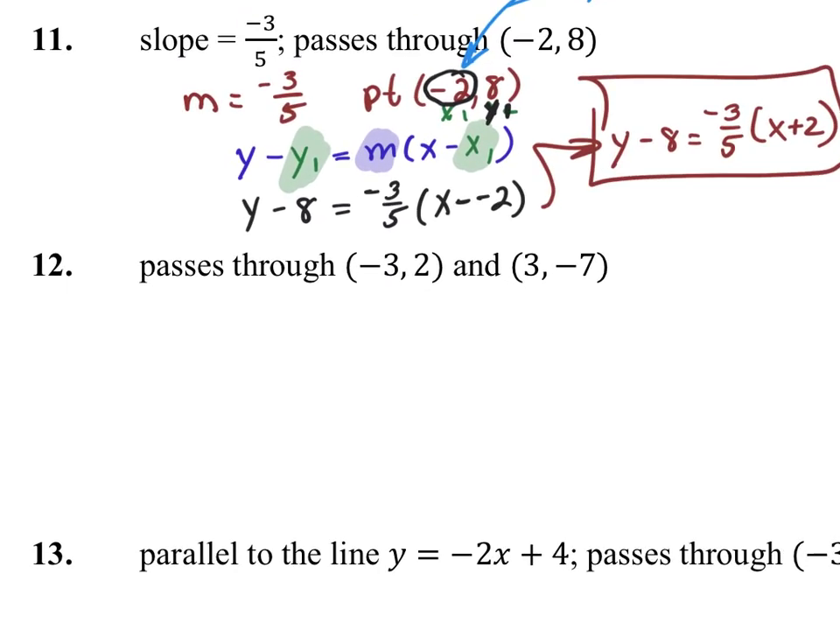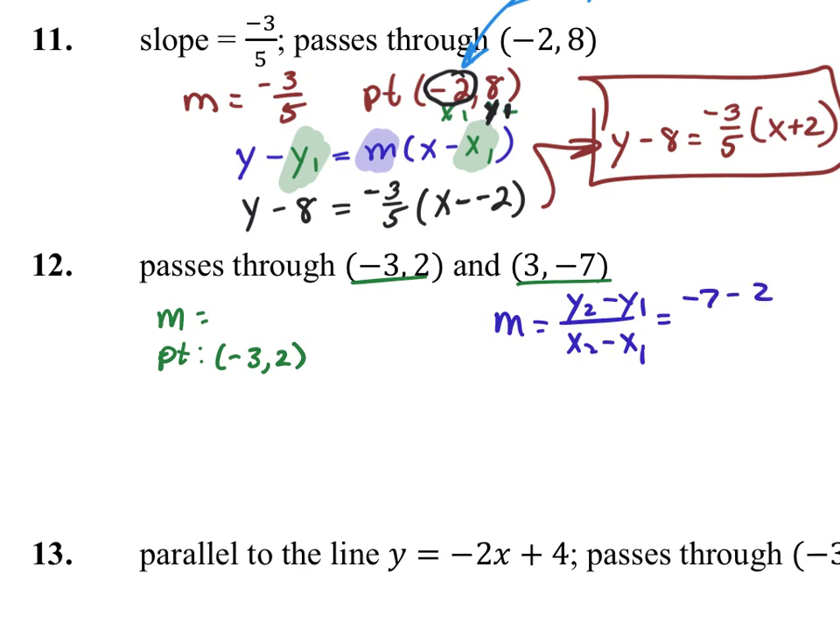Number 12. Again, remember, you need slope and you need a point. Well, we've got points. I don't care which one you use. I'm going to put the point negative 3, 2. You can use 3, negative 7. That would be just fine. They don't tell us slope, so let's go calculate our slope. Just using that slope equation, we used it on the front side.